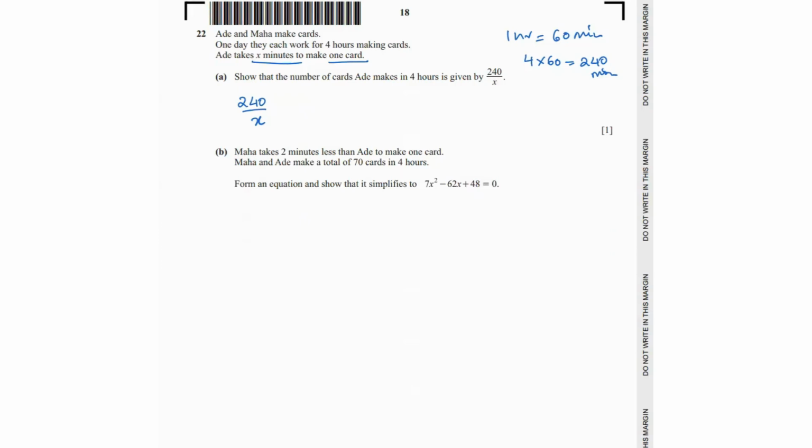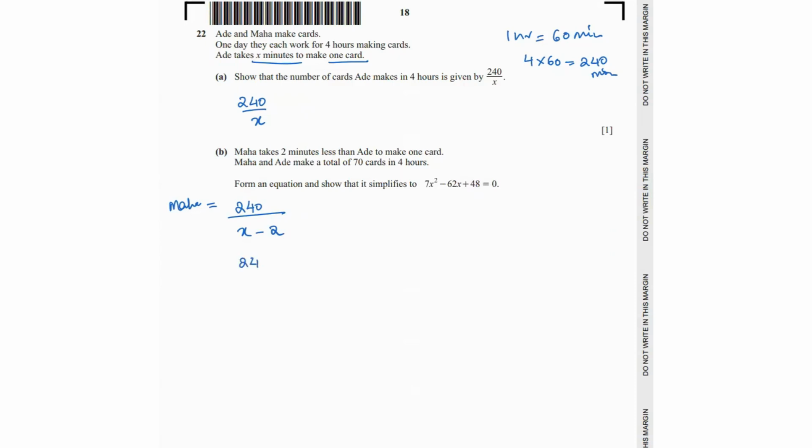Then Maha takes 2 minutes less than Ad to make one card. Maha and Ad make a total of 70 cards in 4 hours. Form an equation, and show how it simplifies to 7x squared minus 62x plus 48 equals 0. So she takes 2 minutes less. So that's going to be 240 over x minus 2, because if Ad is taking x minutes, she's taking 2 minutes less. So this is Maha's time. The 240 remains the same because they're both working 4 hours. So they're making a total of 70 cards.